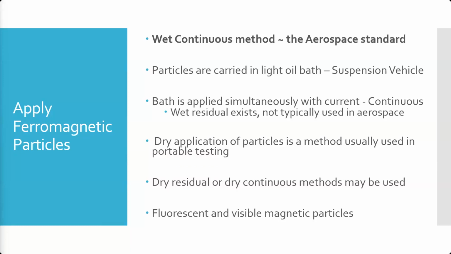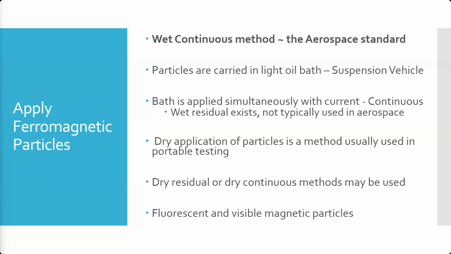So that's where the wet portion of the method name comes from. Continuous means that the bath is applied simultaneously during current application, whether that current is being run through the part, in terms of a longitudinal current with a circular field, or through the coil on the bench, which is a circular current that produces a longitudinal field. There we apply the particles while running the current. We stop applying the particles and then we shut off the current so that we don't wash them away if they've stuck to a magnetic field.